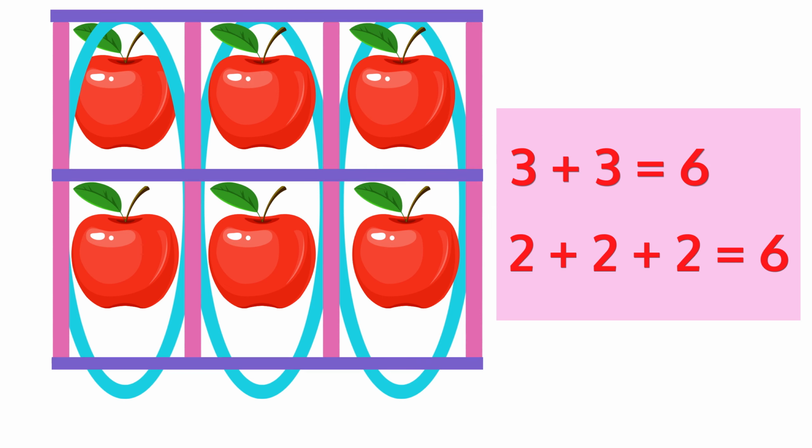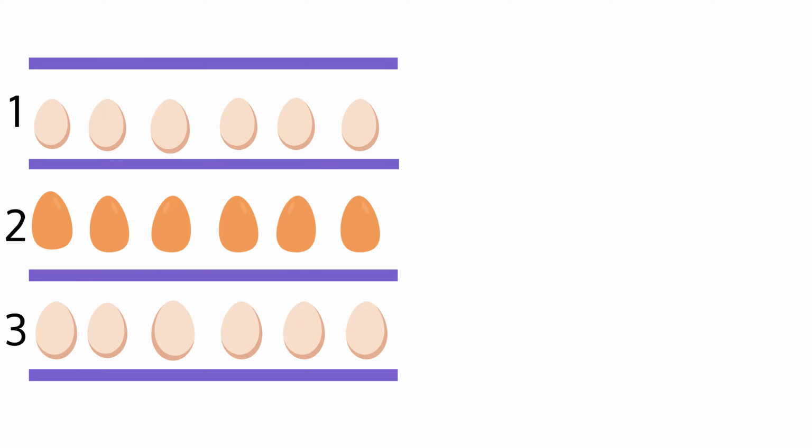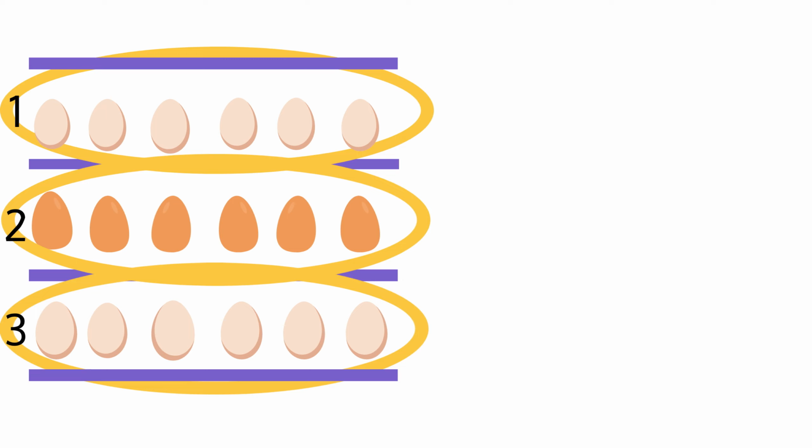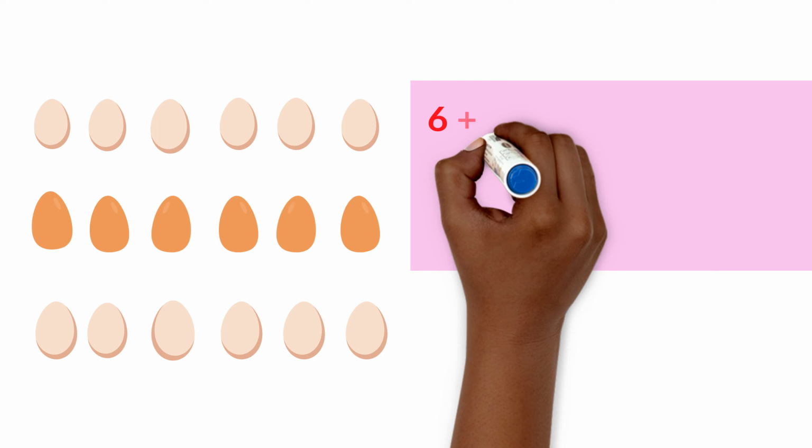Great job. Let's try another example. Miss ABC has bought eggs. She has 3 rows of eggs, and in each row, she has 6 eggs. So instead of counting each egg one by one, what we can do is use repeated addition. We can add 6 eggs 3 times to get our answer. 6 plus 6 plus 6 gives us a total of 18.